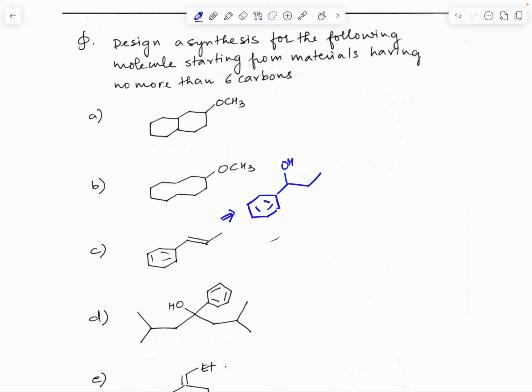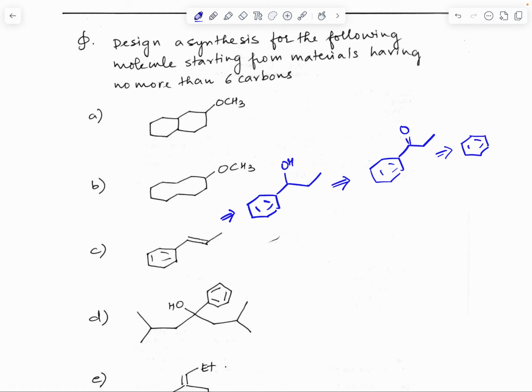And then if we take that one step back, how could we create that alcohol? We could have created that alcohol from an aldehyde or a ketone, right? And then how could we create that ketone from a benzene ring, which is the 6 carbon species out here? We could have done a Friedel-Crafts acylation.